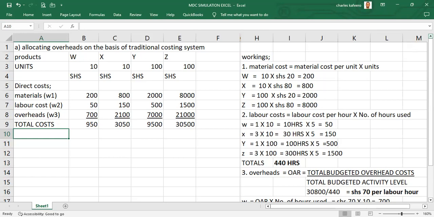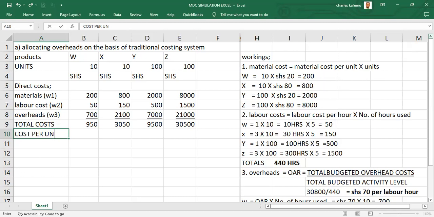Some other questions may require you to get the profit. Of course, by get the profit it means that they have given you the selling price. Or they may not even give you the selling price and they tell you the markup or the margin, whatever they have given you. So we get here the cost per unit. That's what we are interested in, cost per unit.